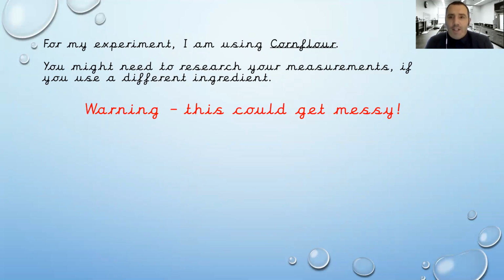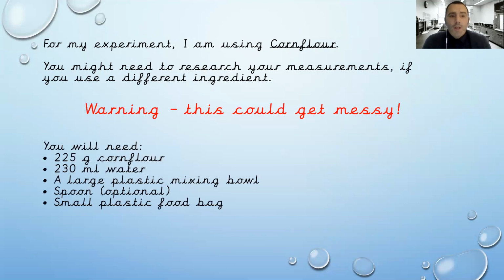So, as I said, this could get messy. You might want to put down some newspaper or have a cloth ready just in case you spill anything. Just remember, if you do make a mess, we're expecting you guys to clean it up, not for you to run off and leave it for your parents to clean up. So what we're going to need: 225 grams of corn flour, 230 millilitres of water, a large plastic mixing bowl, a spoon, though you can mix this just as well with your hands, and a small plastic food bag. That will be important at the end.